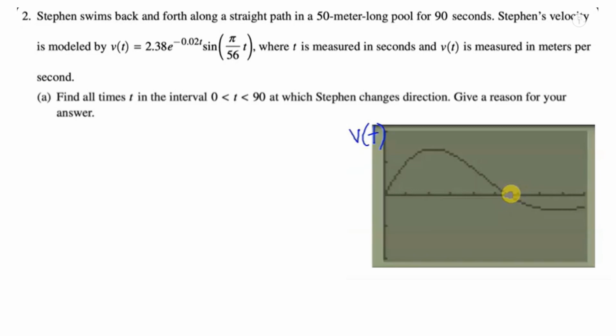So the question is, find all the times between 0 and 90 at which Stephen changes the direction. Here I would suggest you go to the graphing calculator and sketch the graph of the velocity. You will find a graph like that. Now check what this point is. On the x-axis there is the time, whereas on the y-axis this is the velocity. At t equals 56, what have you seen? That from the positive direction it goes to the negative direction. So the velocity changes at t equals 56 from positive to negative.